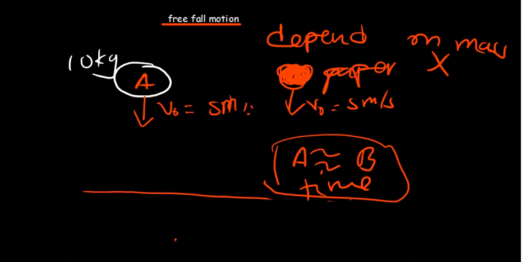Now the question can come. You have an object A having the mass of 100 kgs and object B having the mass of 10 kgs. You throw them at the same time, or you throw them with the same velocity. What will happen to the time? Just know to say they are going to reach the ground at exactly the same time. That question may come.